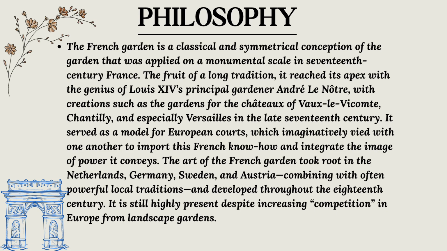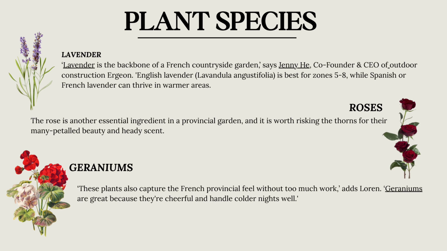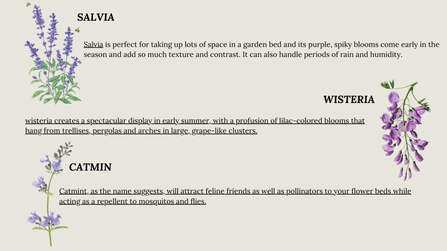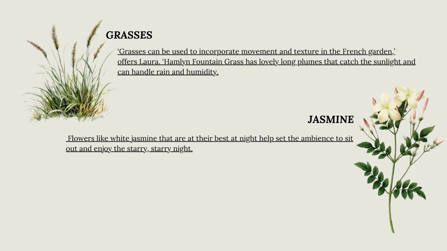And I'm Trisha. I'm going to continue this presentation. For philosophy, the French garden is a classic and symmetrical concept of the garden that was applied as a man-made skill in 17th century France. The fruit of a long tradition, it reached its apex with the genius of Louis XIV's principal gardener André Le Nôtre, with creations such as the garden of the château of Vaux-le-Vicomte. The most common species in the French garden are lavender, roses, geraniums, rosemary, thyme, boxwood, salvia, wisteria, cadmium, grasses, and jasmine.